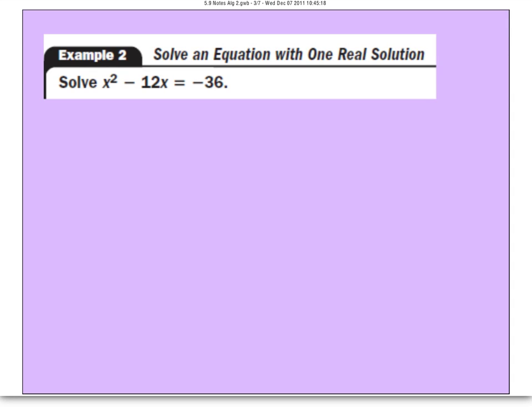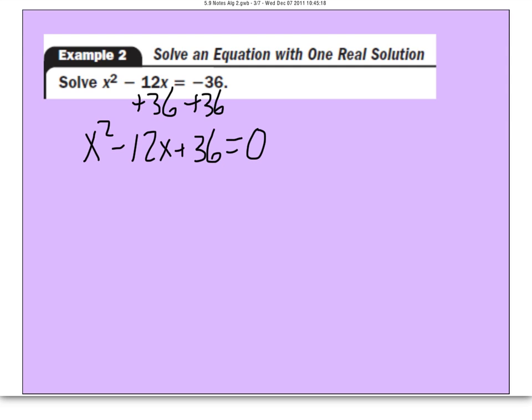Now, remember when we factored, you can't do it until everything is on one side. The quadratic formula works the same way. So with this one, I'm going to bring everything on one side first. I'm going to do plus 36. Keep it in standard format, x squared minus 12x plus 36 equals 0. Now let me show you how to apply the quadratic formula. I'm going to identify a, b, and c. So a is 1, b is negative 12, c is 36.